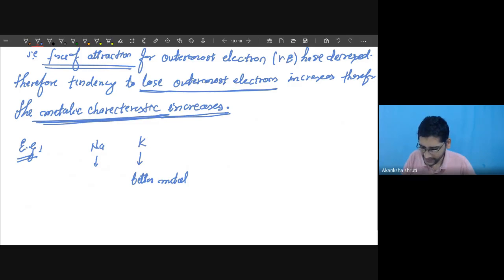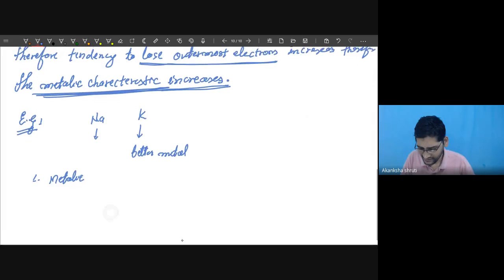So write that even. Therefore, metallic order: what can we write? Sodium is a poor metal in comparison to potassium. Same we can take for the other.